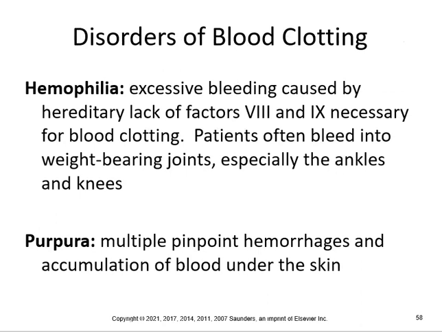Hemophilia is excessive bleeding caused by hereditary lack of factors 8 and 9 necessary for blood clotting. Patients often bleed into weight-bearing joints, especially the ankles and knees. It can be life-threatening. Purpura is multiple pinpoint hemorrhages and accumulation of blood under the skin. So how do you treat hemophilia? You administer a deficiency factor.